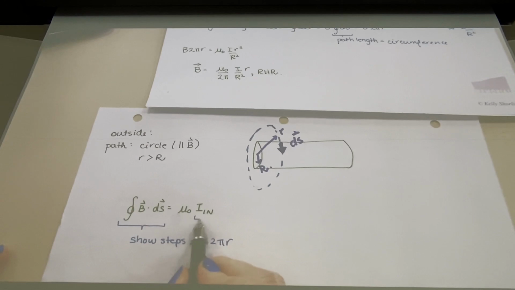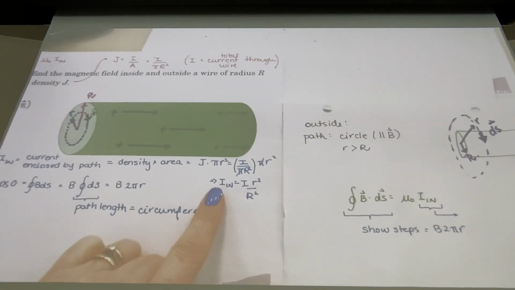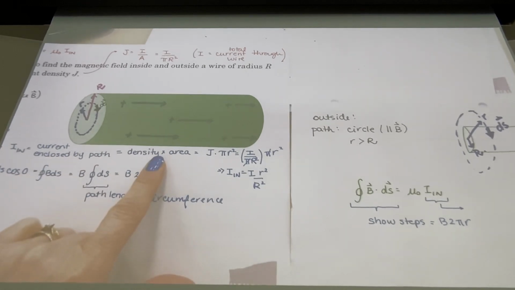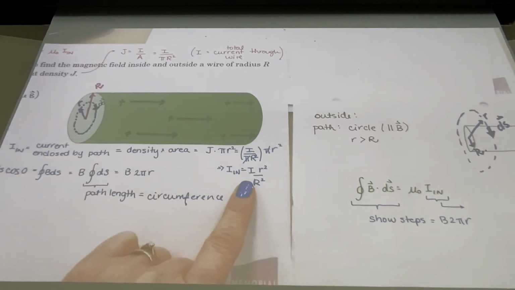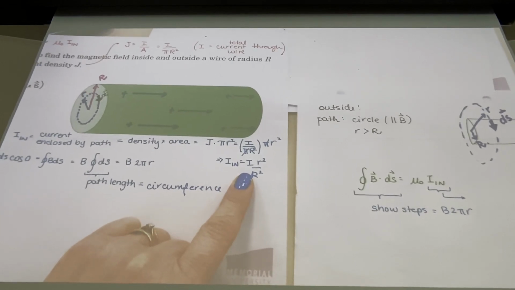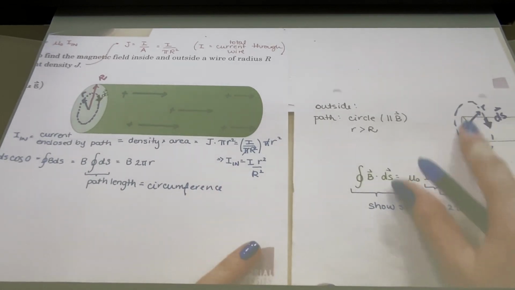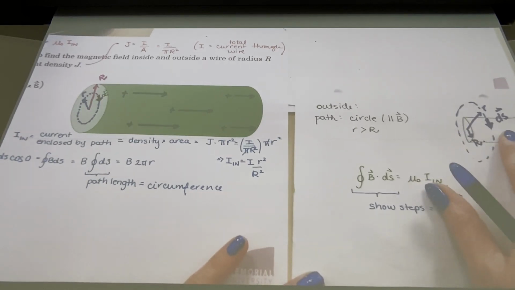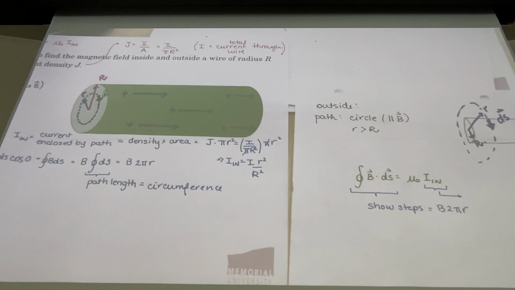For our I inside, sometimes it is tempting to use this expression again, just like it was in Gauss's law, that the current enclosed by the path would be the density times the area, which would give you this same expression, but it wouldn't exactly be true. The only thing with current inside of our path is the wire. So the only current inside is the current of the wire. It equals I.